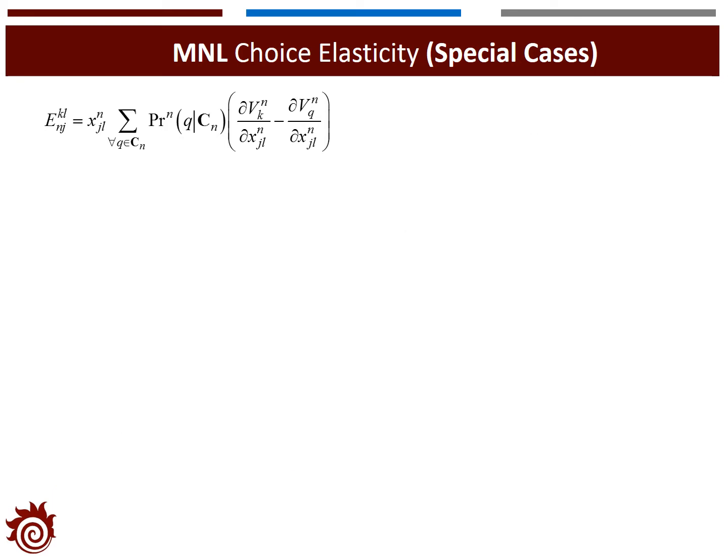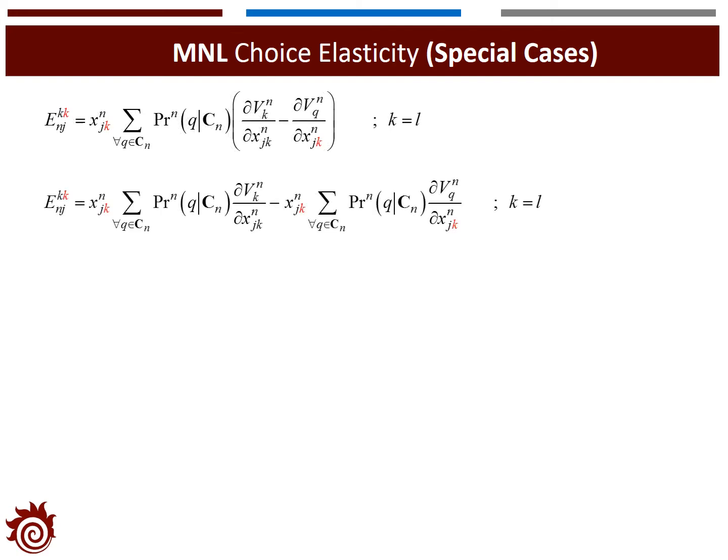Now let's see what's the result under the condition of k equal to l. The first step, we will expand the equation with the condition of k equal to l. So we will replace all the index l with k. And for the second term here, you will see that if q is not the same as k, then the value is always 0. If q equals k, then we will have the value as partial V_k over partial x_jk.